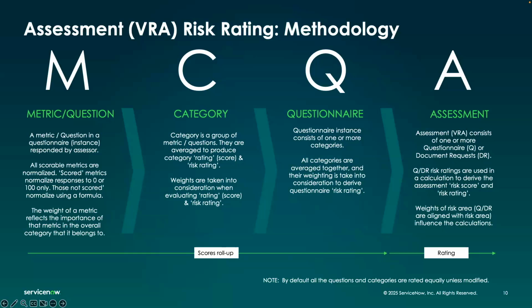Finally, A for assessment. The assessment or VRA can include one or more questionnaires as well as document requests. The questionnaire rating calculation takes into account the individual risk ratings from questionnaires and document requests. The calculation also factors in weighting as applicable to questionnaires and document requests based on their risk area or domain assignments. We will understand the risk area or domain concept later, but know that it influences the assessment's risk rating calculation at the end.